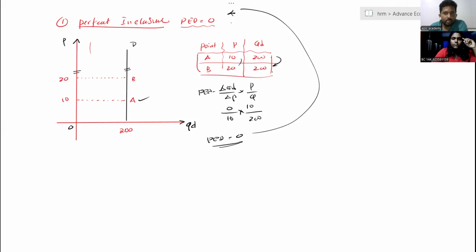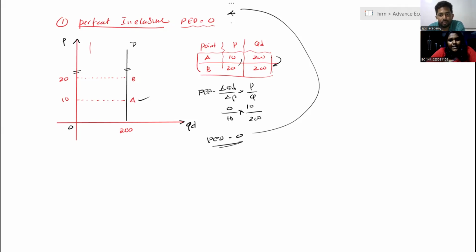Is there any example? Yes. Just consider the electricity usage of your home. Whether the price increases or decreases, you are going to use it, isn't it? When the price of the electricity bill decreased by 20% yesterday or the day before, are you going to consume more and more electricity? No. Similar amount. Whether it increases or decreases, you are going to use it.